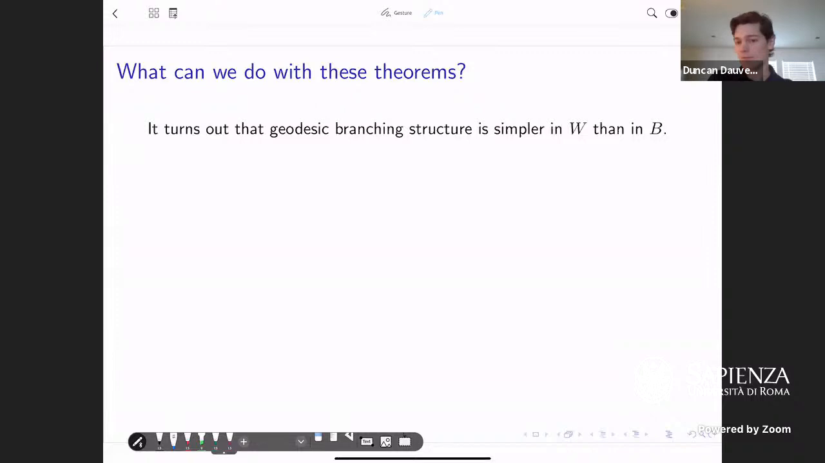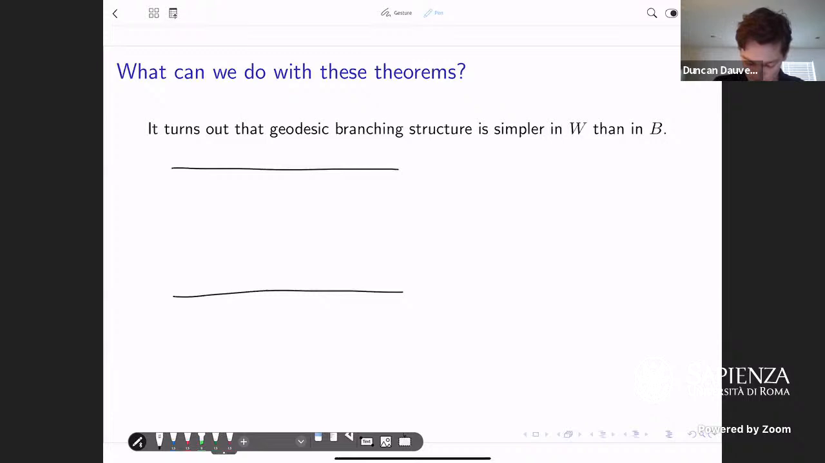And what saves us turns out to be that the geodesic branching structure gets to be a lot simpler in the melon than it was across your original Brownian motions B. So this is the picture of what happens with geodesic branching. Say I'm starting at the point zero, and I look at my geodesics up to n and up to say n plus n to the two thirds, and maybe some points in between.